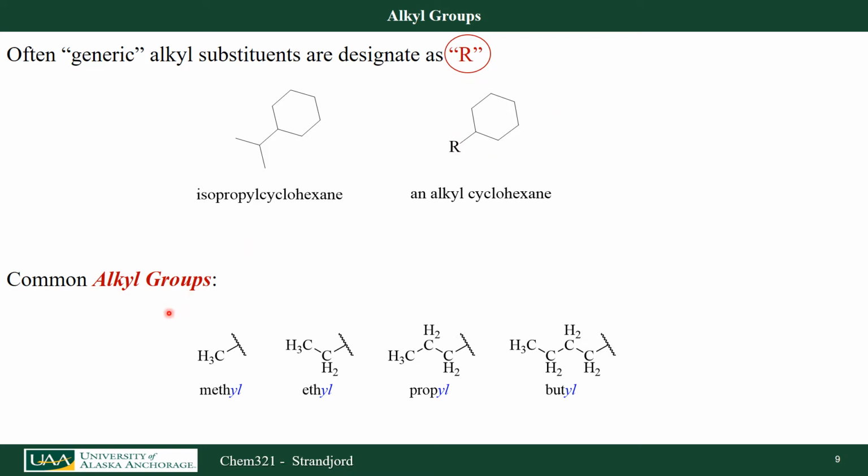Some common substituents, or alkyl groups, are a methyl group, ethyl, propyl, and butyl. Notice that these words take their base from methane, ethane, propane, and butane because they're listed by the number of carbons in that substituent. This squiggly line here indicates the parent chain, which is a much bigger part of the molecule.